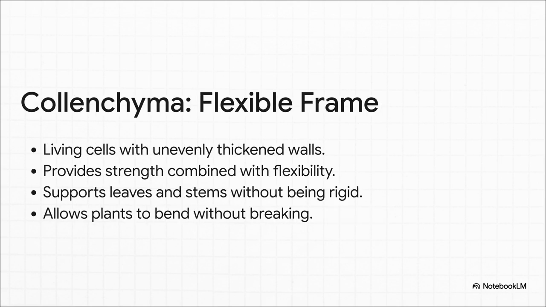Next, we have collenchyma. Think of this as the plant's flexible structural support. These are living cells, but they have these unevenly thickened walls, which gives them both strength and pliability. This is absolutely crucial for supporting things like leaves and young stems, allowing them to bend in the wind instead of just snapping off. It's strength with a little bit of give.